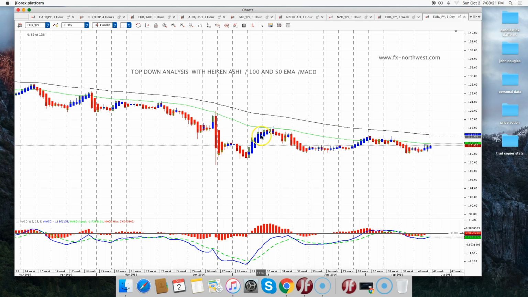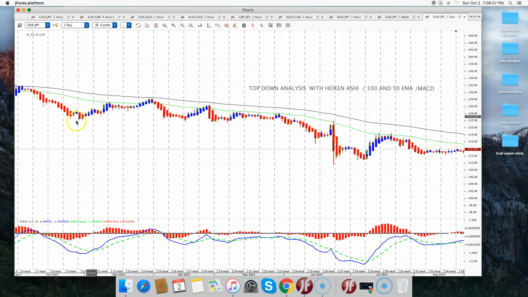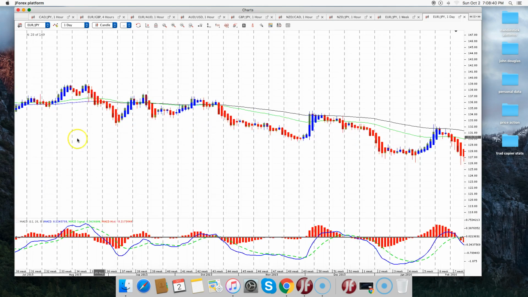So if it's retracing, I usually wait for the retracement to finish and take the trade in the direction of the daily and weekly chart. If the market is reversing, usually what happens is the candles close above the moving average lines. Let me give you an example of that.